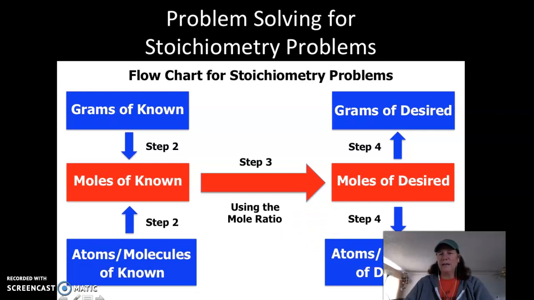Okay, here's a flow chart, and this is in your book as well. Sorry, this says atoms/molecules of desired, but this is a flow chart. Usually you start with grams of known, and you switch it to moles, and then after you're done with that, you can switch it back. But again, the big thing to remember about stoichiometry is you need a balanced equation because you need that mole ratio. The mole ratio is what converts it from one substance to another, a reactant to a product, or a product to a reactant, or a reactant to the other reactant.